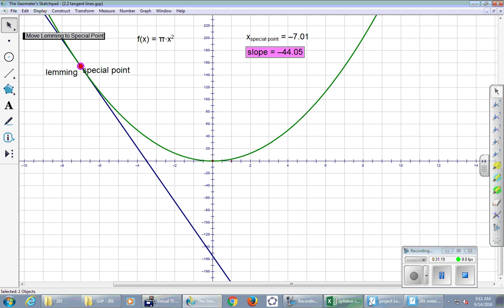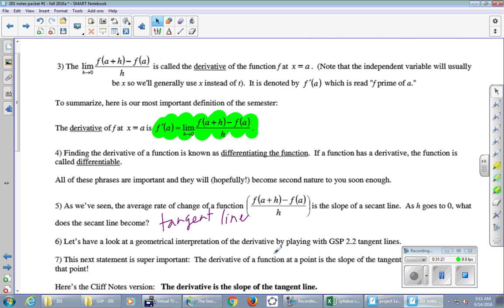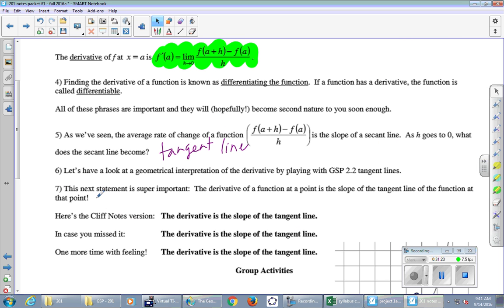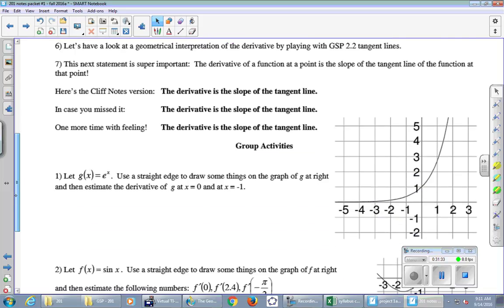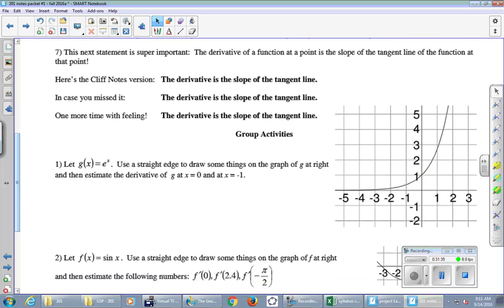Okay, so coming back here, number 7, this next statement is super important. The derivative of a function at a point is the slope of the tangent line of the function at that point. So we're going to just sort of chant rhythmically. Ready? I'm going to read the stuff in light. You're going to read the stuff in bold. We need all participants here. Here's the Cliff Notes version. The derivative is the slope of the tangent line. In case you missed it, the derivative is the slope of the tangent line.